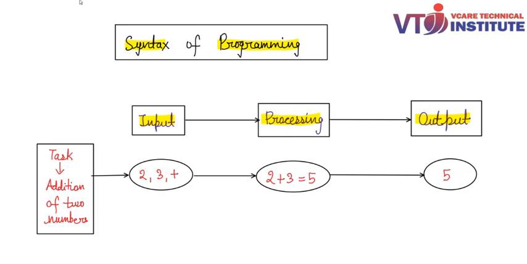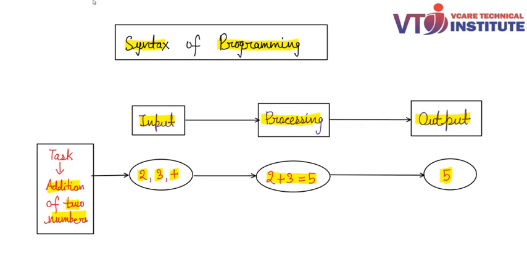In input, we want to have a task. I have already told you programming is all about tasks. So we want the addition of two numbers. This is a process like tea making, but this process is very simple. Let's use the syntax of programming. We want to add two numbers. 2 and 3 are variables, and plus is the operation which is going to be performed on those variables. Then on the processing side, 2 plus 3 is equal to 5, and the output comes out to be 5. So this is the syntax of a programming.